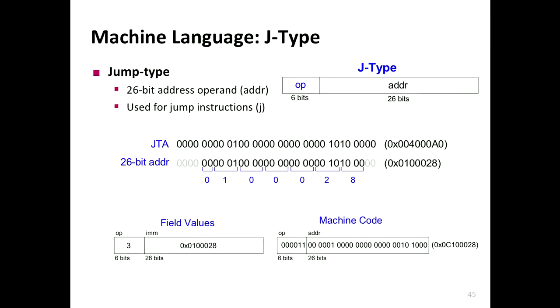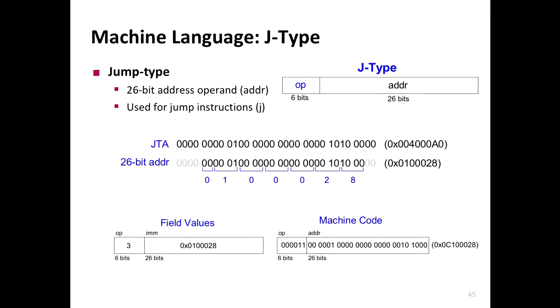You have jump, and then you have a 26-bit address. So it's an extremely simple machine code. What I indicate here is the jump target address. You remember 400,000 is the reset PC value, and then assume, for example, that you have a jump target address of this particular value.